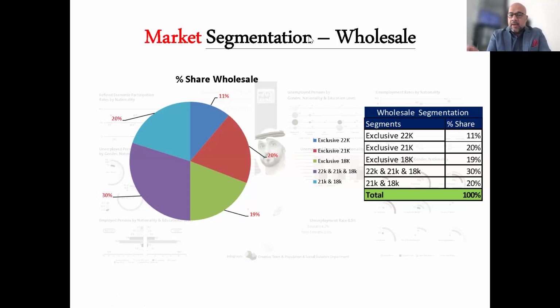We have 21, which is 20%. Very interesting. Just look at this category. We need to watch this category as we move forward, as we get inroads into the market. This particular segment is going to grow, and that's where the demand is going to be. Exclusive 18 karat, 19%. If you combine 22, 21, and 18, there are around 30% of wholesalers who are doing it, and 21 and 18, 20%. So besides 22, we need to look at how things are moving towards 21 in the GCC market. Next, please.